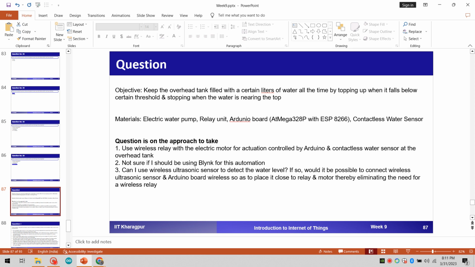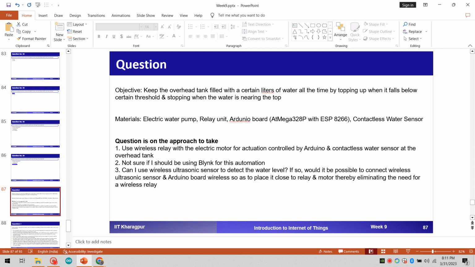Here he can use a relay over the electric motor in order to control it. Whenever your water tank is filled, that particular sensor is going to check whether the tank is filled or not, and based on the level of the tank, the relay can control the motor. So basically it can switch the motor off and on based on the level of the tank.